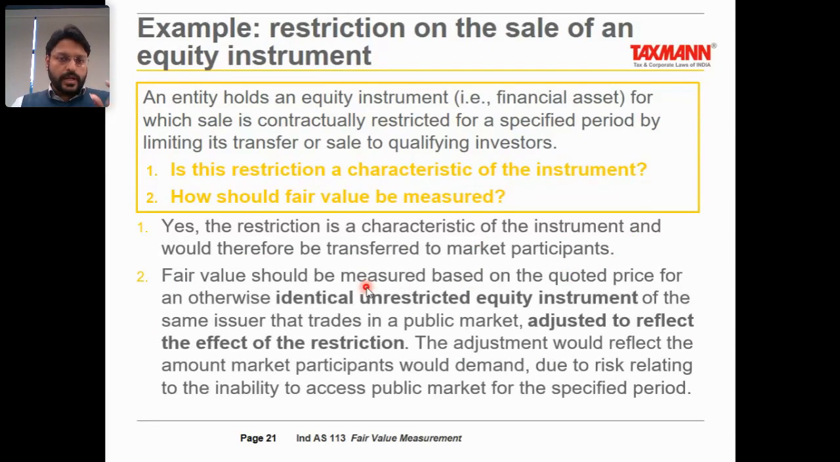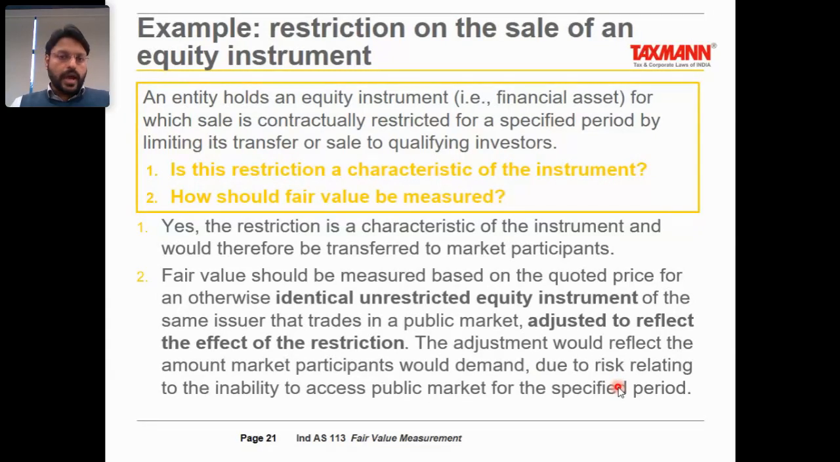So for this particular asset, there is a restriction cast on the entity that you cannot sell it to a qualifying investor. So that restriction will continue to be with the instrument. So fair value should be measured based on the quoted price for an otherwise identical unrestricted equity instrument of the same issuer that trades in the public market, adjusted to reflect the effect of this restriction cast on the entity to sell it to the qualifying investor. This adjustment would reflect the amount market participants would demand due to the risk relating to the inability to access the public market for a specified period.